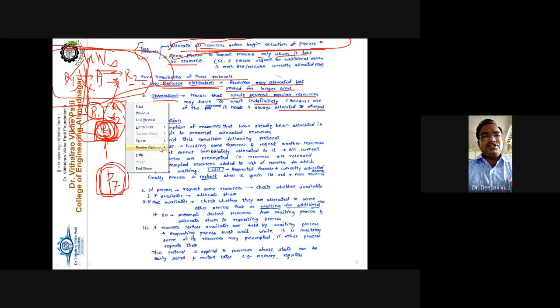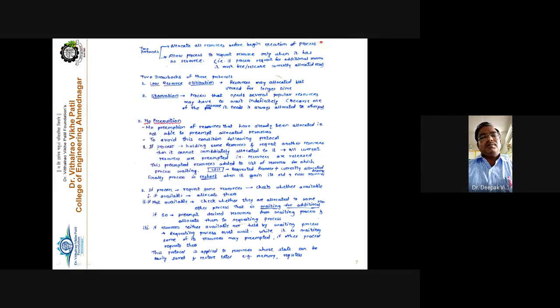This is the entire discussion about how to prevent the hold and wait condition, right? The third condition is no preemption. Now we'll see how the operating system prevents the no preemption condition. No preemption means no preemption of the resources that have already been allocated, that is, it is not possible to preempt allocated resources.